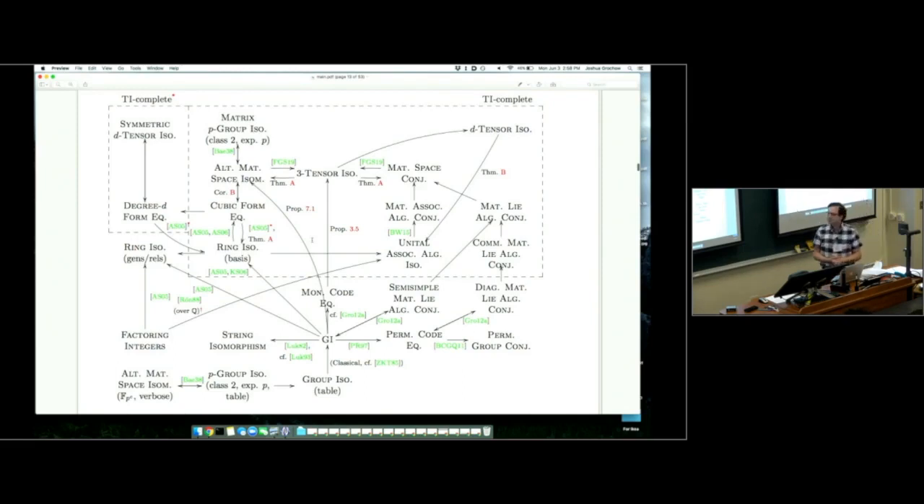Yeah, Jamie? The box in the top left, yes, this star here is because some of these reductions only work over certain fields. In particular, I think it's fields in which every element has a dth root. Yeah.